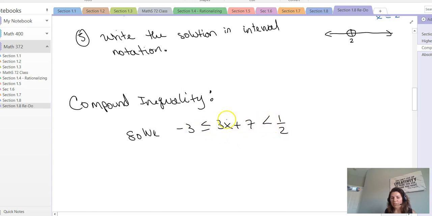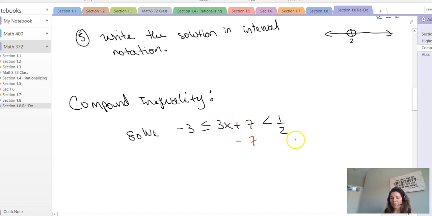So the reason this is compound is because you have two things. You have 3x plus 7, do you want it to be less than 1/2? And at the same time you want 3x plus 7 to be greater than or equal to -3. And so we solve this. With inequalities we still treat it as if it was an equation, except that with a compound, whatever I do to the middle, I have to do to all 3 portions. Our goal is to get the x by itself in the middle.